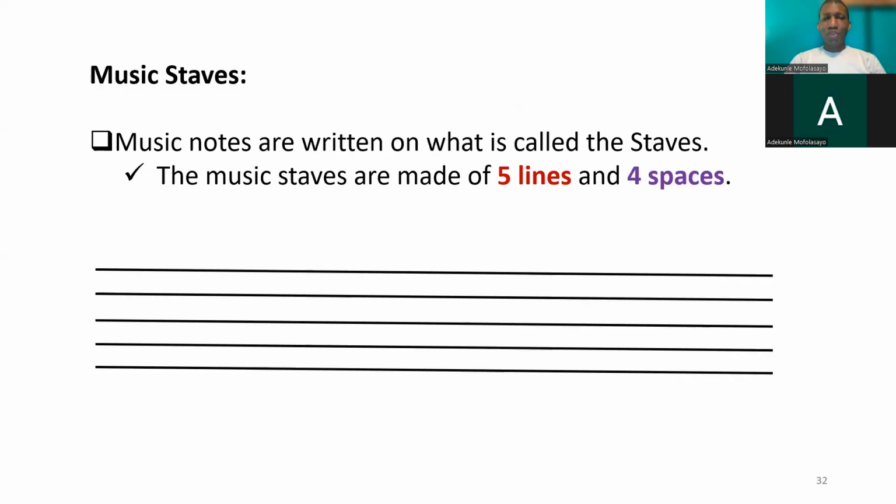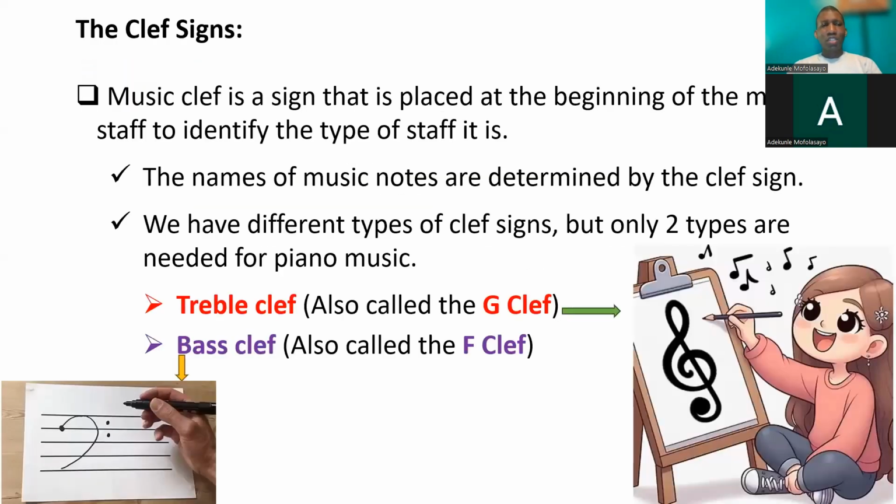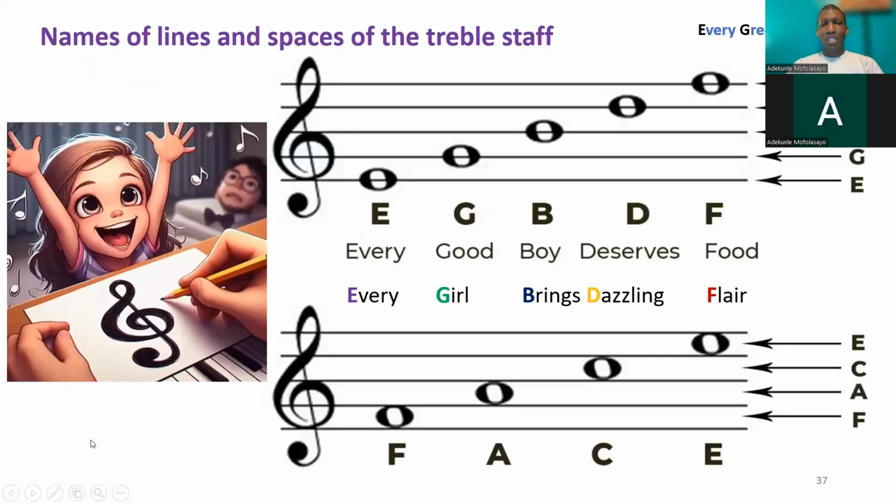We said that the staff consists of 5 lines and 4 spaces. Like you see on the screen here, 5 lines and 4 spaces. There are 4 spaces in between the lines. And we talked about the music clef. We have the treble clef, which is represented like this one, and the bass clef like the one on the left. And we mentioned the lines of the treble staff. We can have every good boy deserves food, and every girl brings dazzling flair for the lines of the treble staff. And for the spaces, we have FACE.